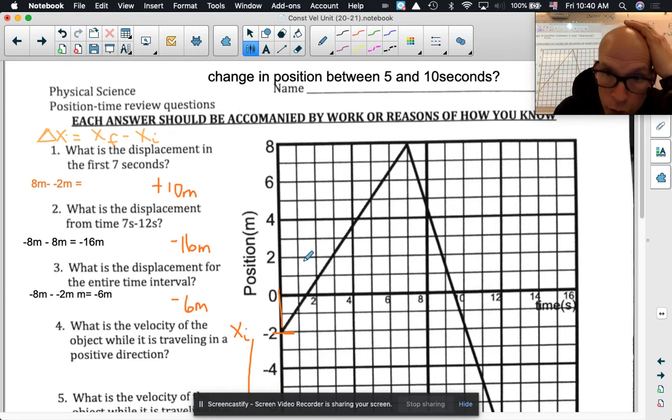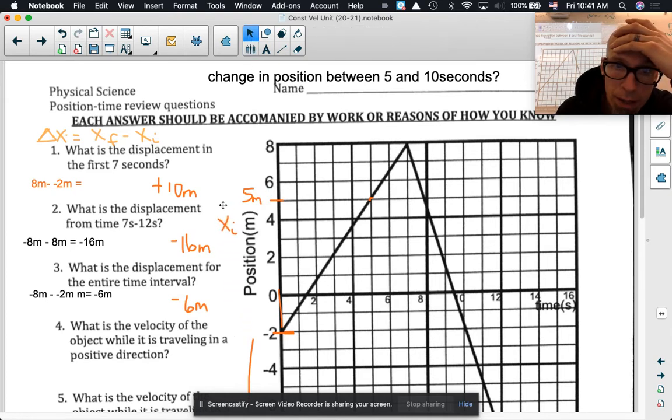Where were you at 5 seconds? Well, I go over to 5 seconds. I go up here. Boom. Right there. Where is that? That's 5 meters. That's where I was at the beginning. I'll slide this up here. So now that's my initial position. That's where I was at the start.